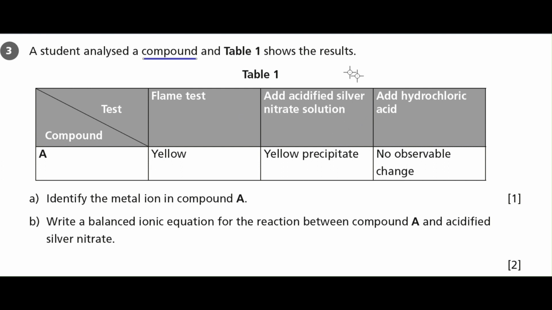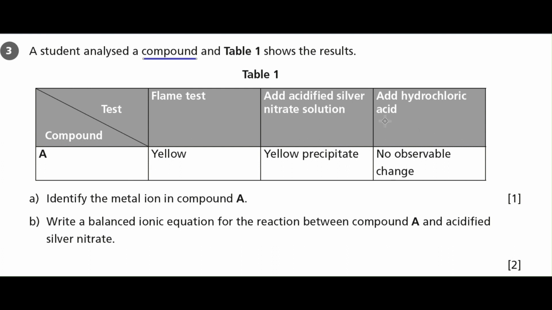The next column is the results on adding acidified silver nitrate solution. This is a test for halide ions, not the fluoride ion, but the other halide ions. So that would be chlorine, bromine and iodine ions in the compound. Now, if they are present, they will cause a precipitate. That's a solid that will not dissolve in the solution. And depending on the colour of the precipitate, it will tell me which halide was present in the original compound.